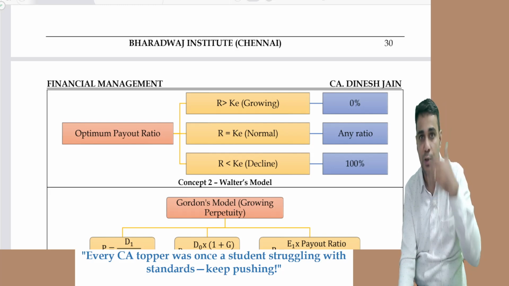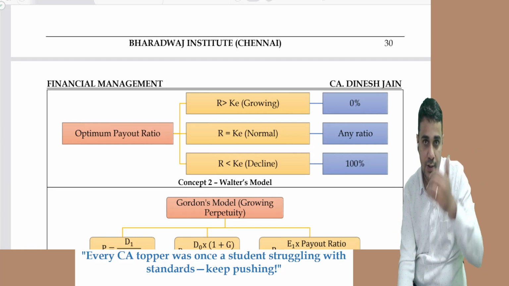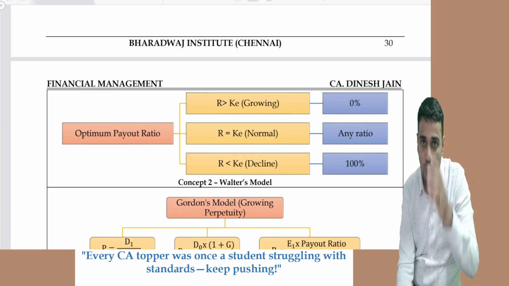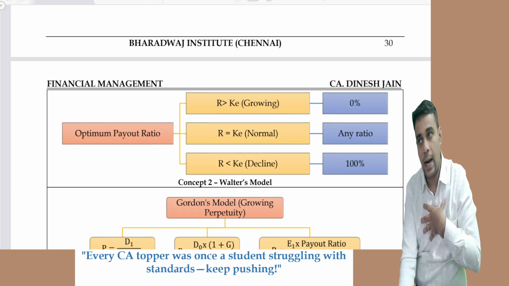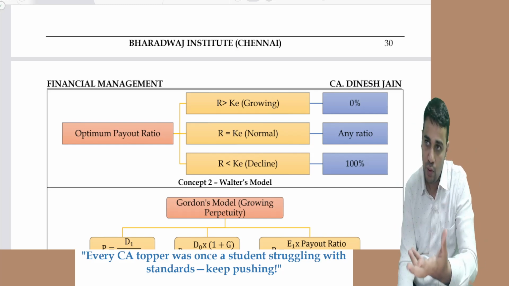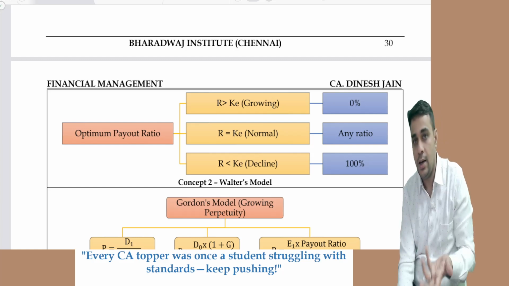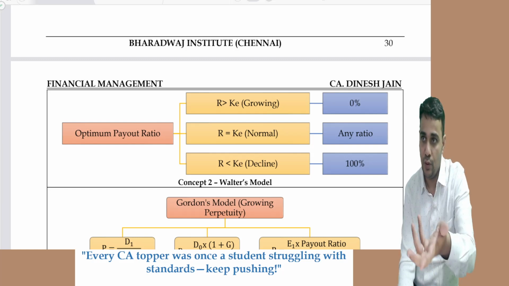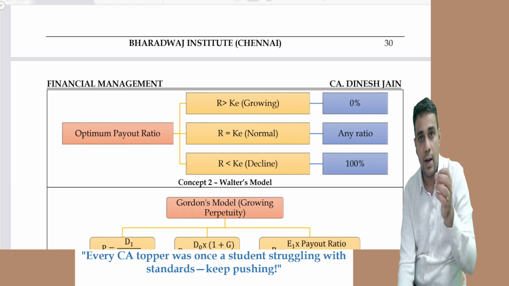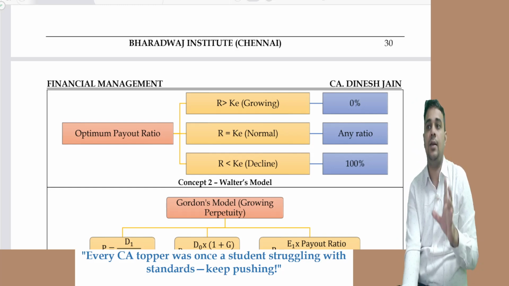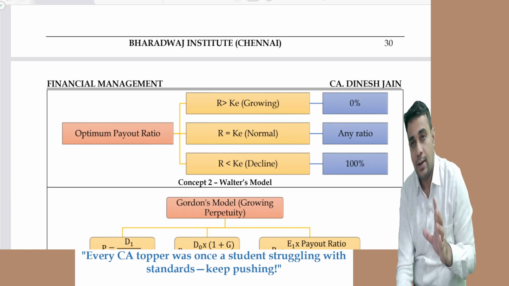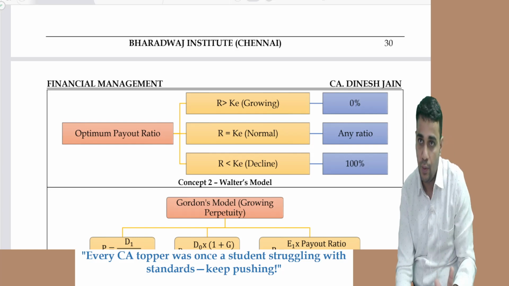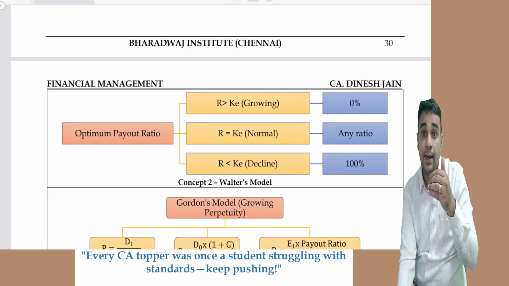So I am the company, you are the shareholder for the entire chapter. If I earn more, I will keep the money. If you earn more, you keep the money. If both are earning the same, whether you want the money or not, I'll give it to you or I'll keep it. So the concept is very simple. R is greater than KE: I don't want to give any dividend because I can earn more.